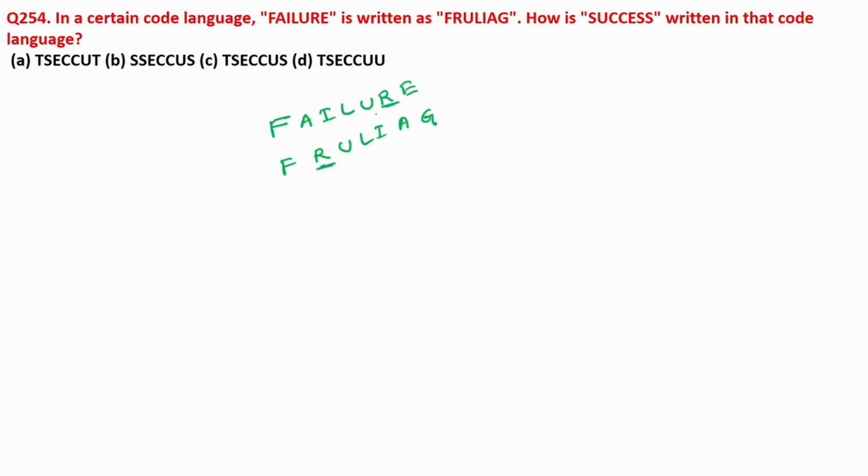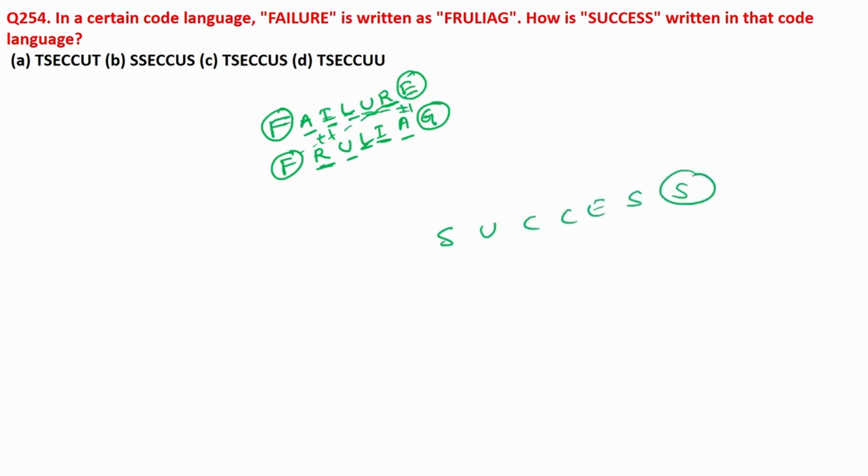You can get the same alphabets: R here, U here, L here, I here, A here. There is only a change in the first letter and last letter, guys, and the remaining are reversed. See, E becomes F, that is +1, and F becomes G, it's +1. It means if you write the same code language for success, S becomes T with +1, and the next letter is S. You just write down the same thing: E, C, C, U, and S becomes T. Now your option is T, S, E, C, C, U, T. You have to choose that option.